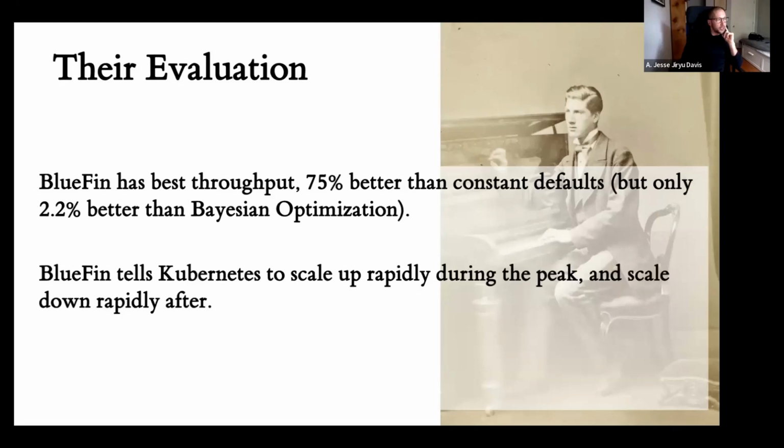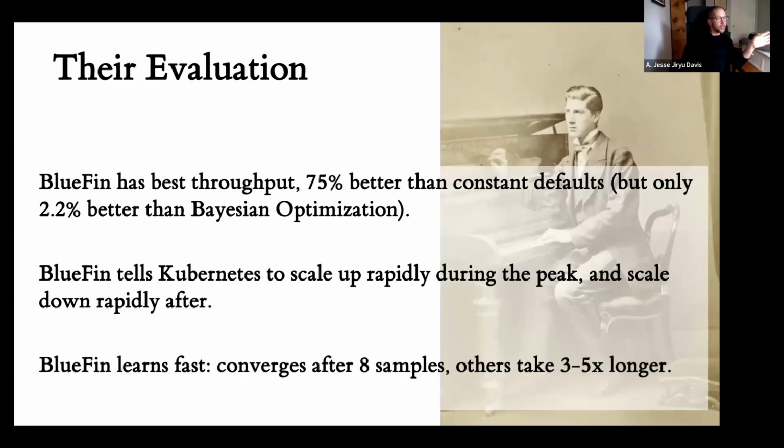The big win here is, they tell Kubernetes to scale up rapidly during the peak and scale down rapidly afterwards, which is good because they have a spiky workload, but apparently they weren't much better at those parameters than Bayesian was. But the big win here is that Bluefin learns fast. It converges after only 8 samples, whereas others take 3 to 5 times more samples before achieving their best values.